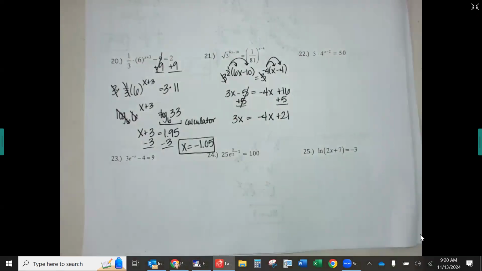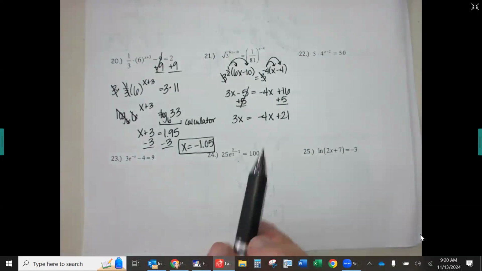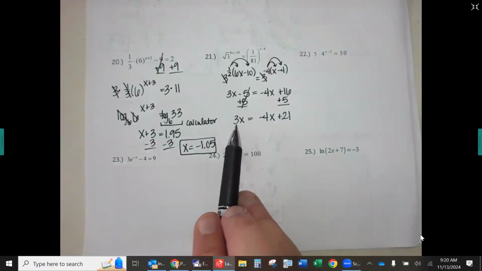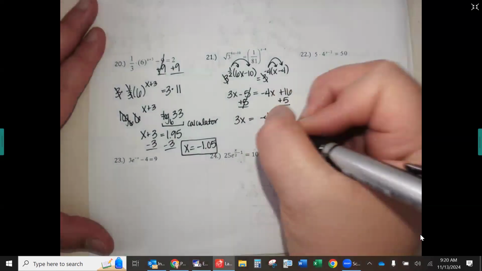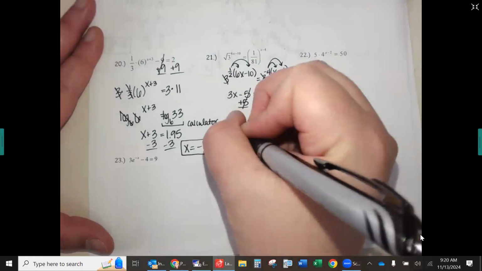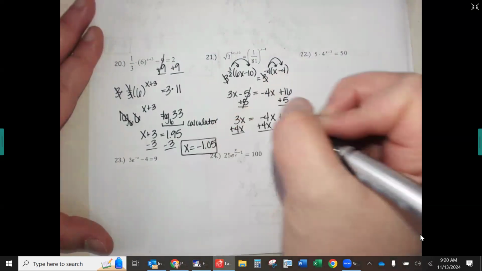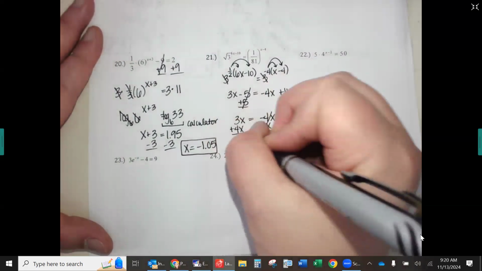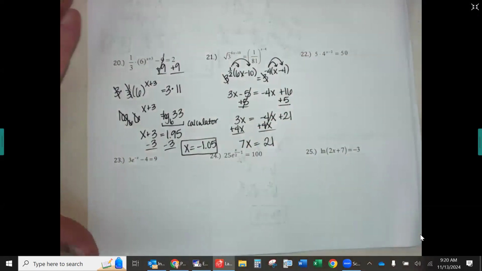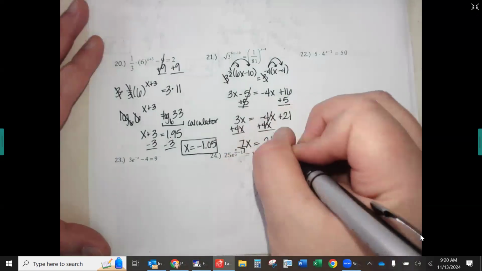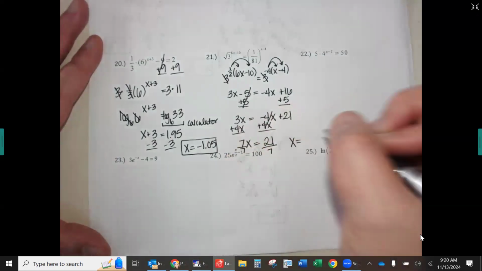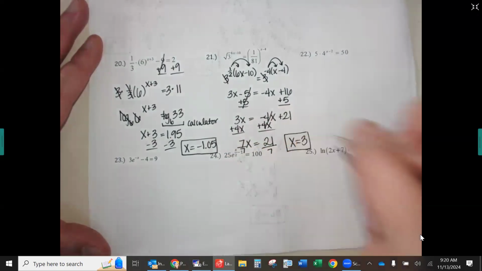Okay, and then I'm noticing that my x's, I got to get those on the same side too. So if this is a -4x, how can I bring it over to be with the 3x? Add the 4x across. Very good. Okay, 3x plus 4x is going to give me 7x equal to 21. And then last step, divide by 7. Very good. So 21 divided by 7 is 3.